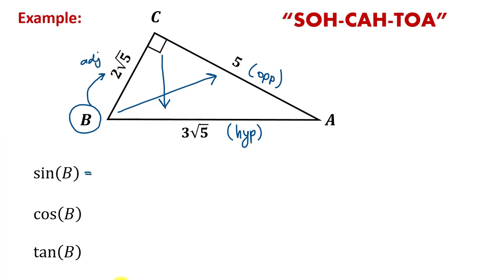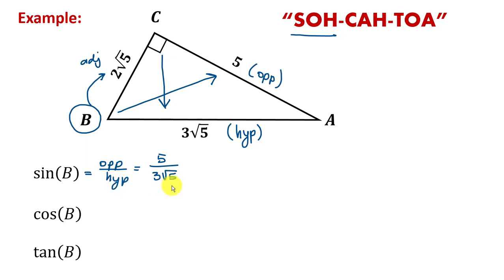Sine. Okay, I'm looking at SOH, S-O-H. S stands for sine, O stands for opposite, H for hypotenuse. So that reminds me that sine is the ratio of the opposite side to hypotenuse. That means that we're going to get 5 in the numerator, the opposite side, and hypotenuse is 3 square root of 5. Like that. And that's what sine equals to.